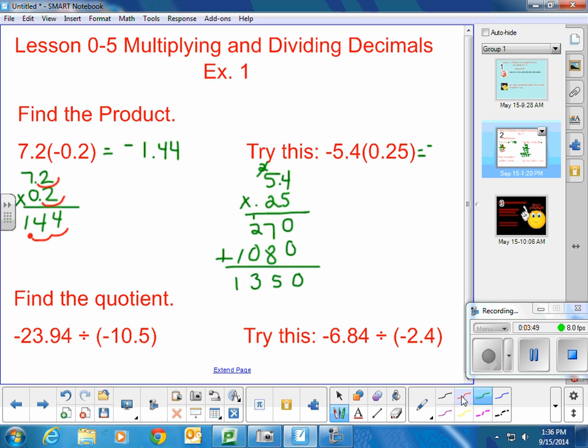Now to figure out where our decimal point goes, there's a total of 1, 2, 3 numbers after the decimal in the problem, so I need 3 numbers after the decimal in the answer. But when I go write my final answer, I really don't need this 0 at the end. 1 and 350 thousandths is the same thing as 1 and 35 hundredths. So negative 1 and 35 hundredths.